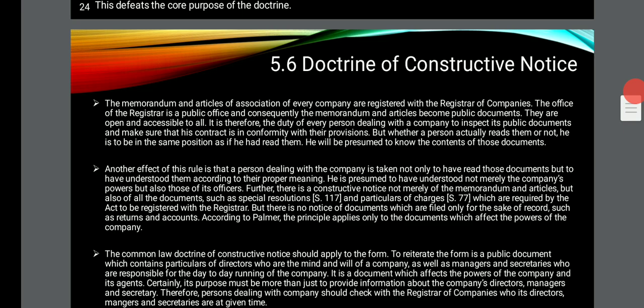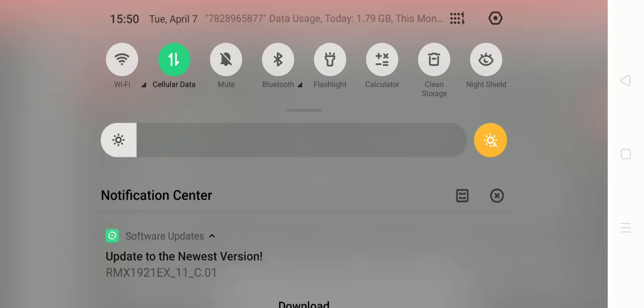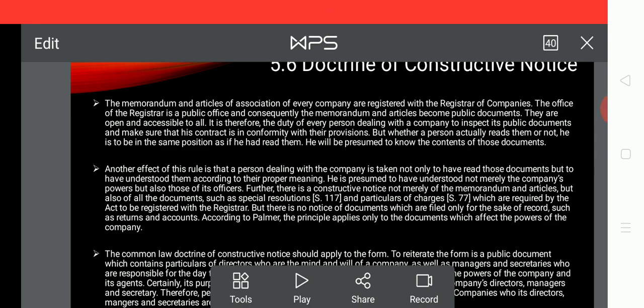The memorandum and articles of every company are registered with the registrar of the company. The office of the registrar is a public office, and consequently, the memorandum and articles become public documents. They are open and accessible to all.